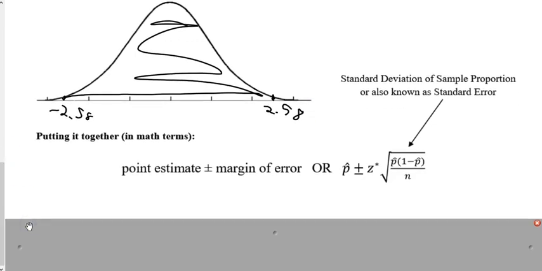There's the formula we had from last year. So we have our point estimate, which is our p-hat, plus or minus our margin of error. How do we calculate the margin of error? We take the z-score times the standard deviation. And we're going to do that in a couple problems right here. And then we're done.